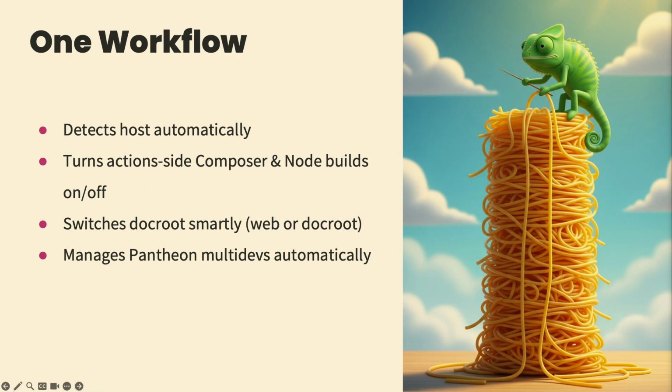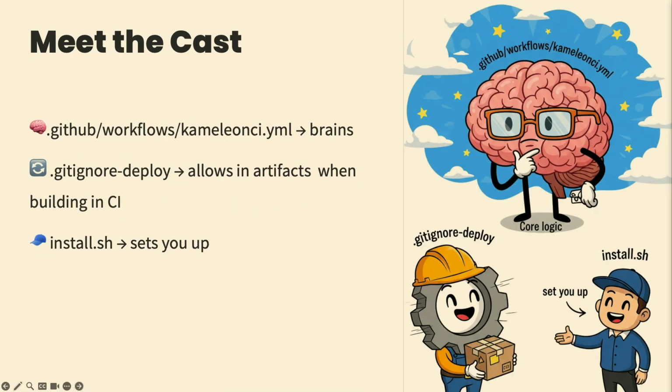So what if instead of several similar copies of 3 separate workflows, we had one smart one? One that detects your hosts on the fly, knows if you should run Composer or Node builds or skip them as part of your actions, knows whether your document root is web or docroot, can automatically build Pantheon multidevs as needed and clean them up when you merge. One pipeline to rule them all. That's what Chameleon CI is. And in a few slides, we'll look at a demo of it in action. But first, let's look at the important components.